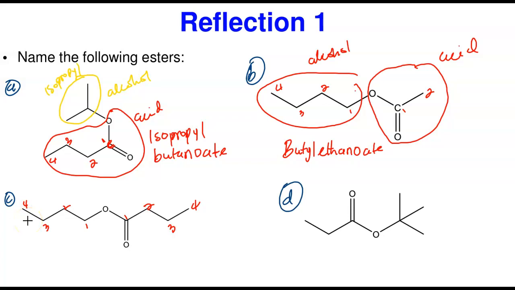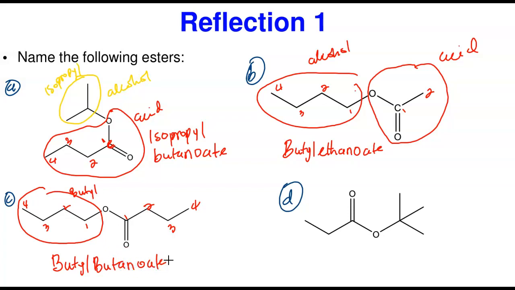So to name this now, this is going to be what? Remember, this is butyl here. 4 is butyl. So we're going to say this is butyl, 1, 2, 3, 4, butanoate. Butyl butanoate. That is how we name this compound.